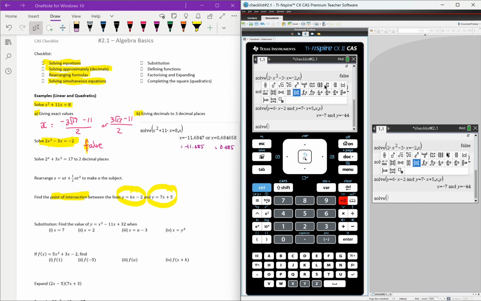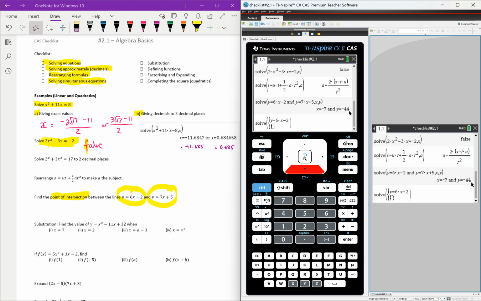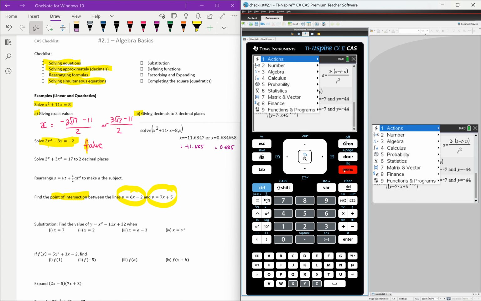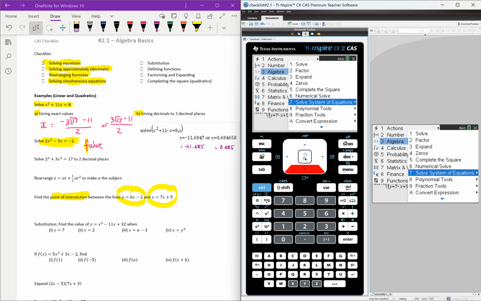So I can now say y equals 6 times x minus 2, and I don't have to write the "and" word, and I can just literally write y equals 7 times x plus 5, move my cursor across, okay, and then I can do comma x comma y, and it will give me the same answer. Alternatively, you could also go to menu, algebra, and then there's solve systems of equations.